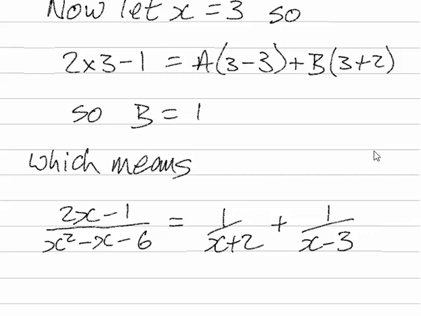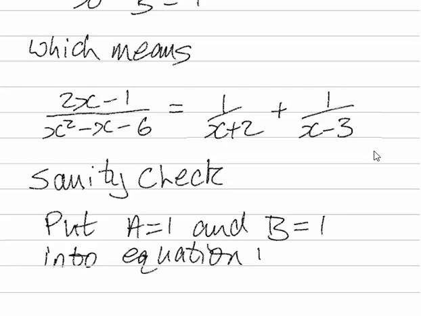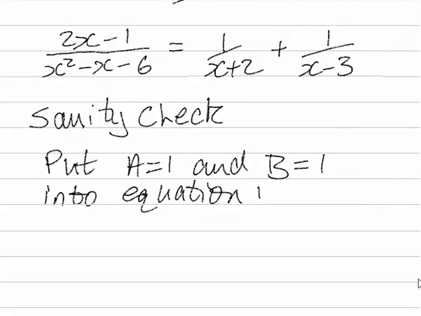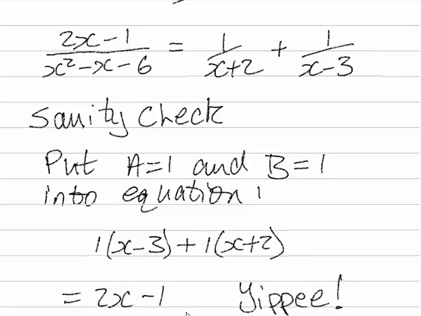But whenever you do partial fractions of this sort, always do a sanity check. So we're going to put our values of a and b into equation 1. So we get 1 times x minus 3 plus 1 times x plus 2, which gives us 2x minus 1. So we have 2x minus 1, 2x minus 1, which means we are correct.